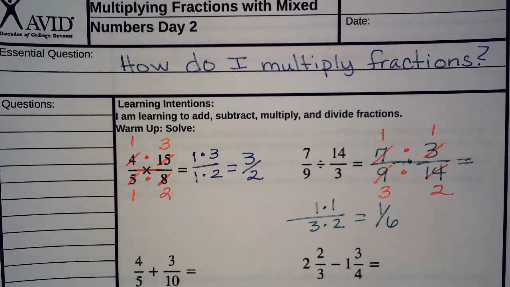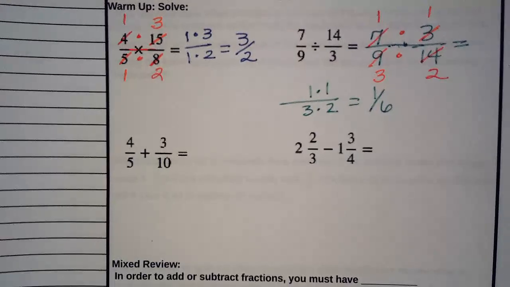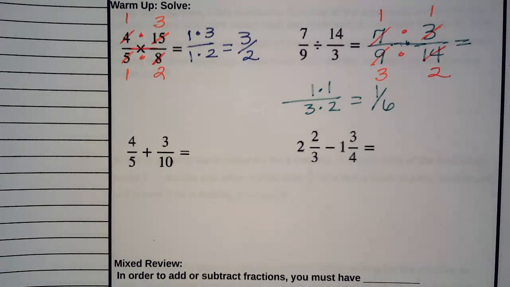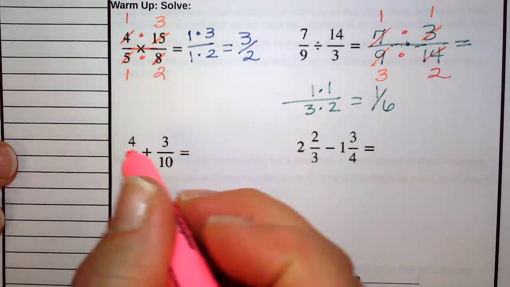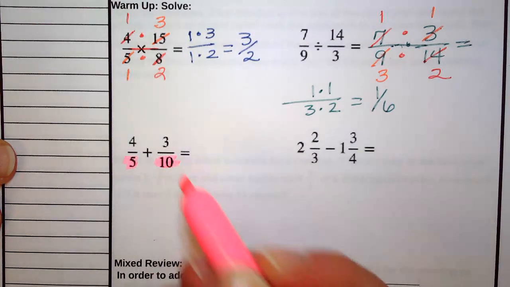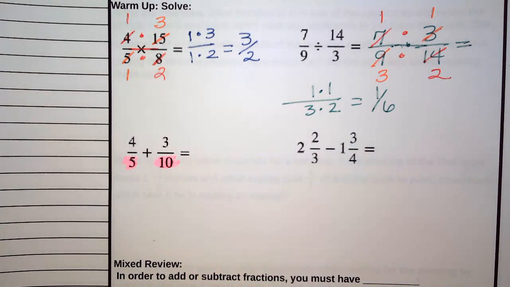So when you're multiplying and dividing, you don't divide, but you multiply by the reciprocal. You do not have to have that common denominator. But if you are going to add or subtract, you have to have a common denominator. So if we are looking at 4/5 and 3/10, I'm looking at my denominators. Is 5 a factor of 10? Yes, that means I can change 4/5 into something over 10.